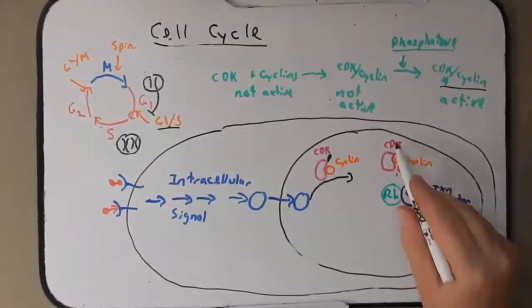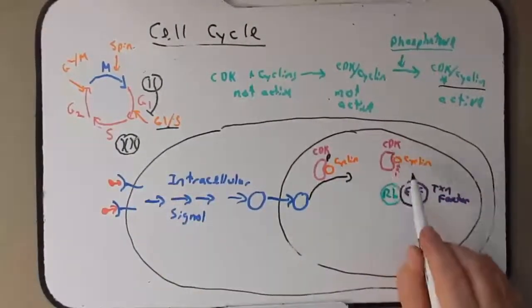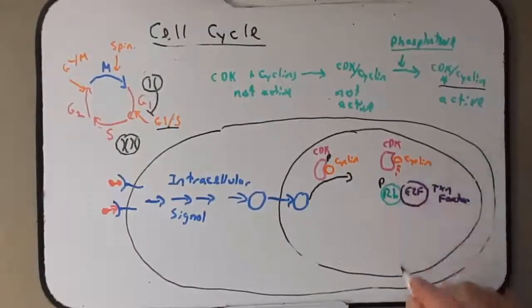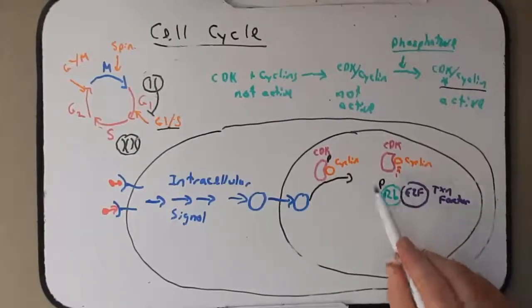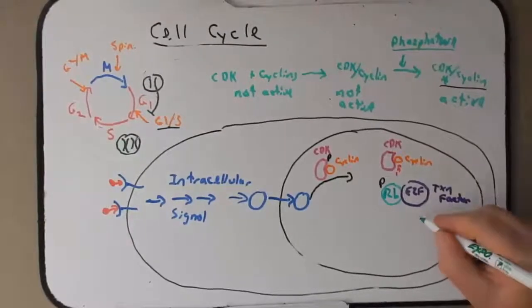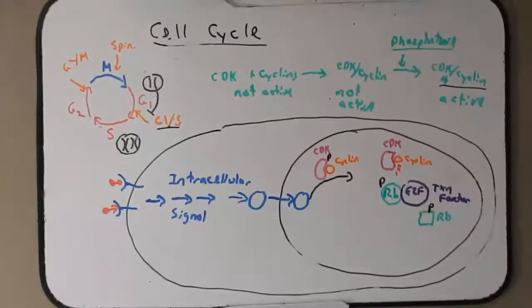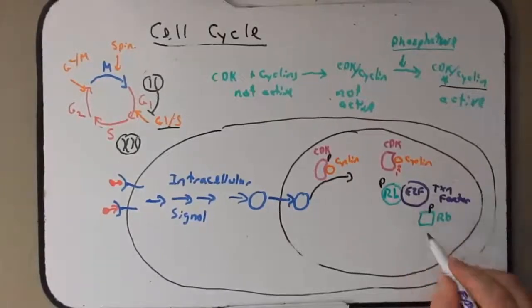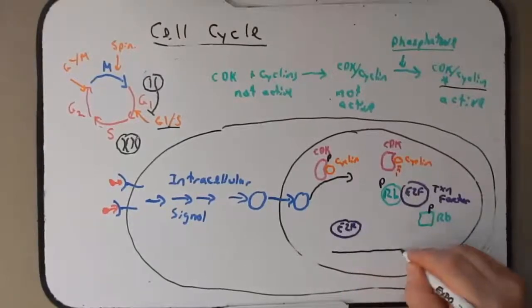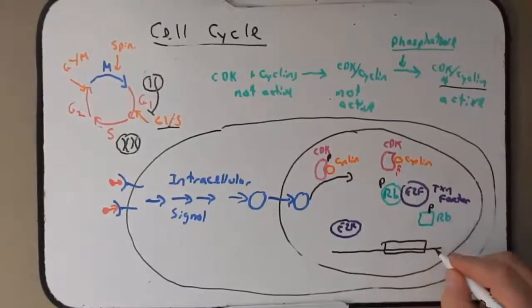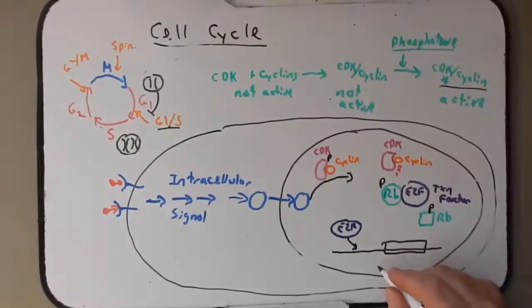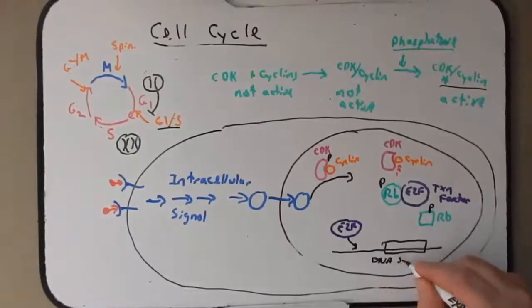So our S CDK cyclin will come along here, and it will add a phosphate group to the retinoblastoma protein. Upon binding this phosphate group, the retinoblastoma protein will have a conformational change, causing E2F to separate from the retinoblastoma protein. And once it's separated, E2F will bind to specific promoters, to specific genes here, and drive the transcription of these genes. And these genes are genes that play a role in DNA synthesis.